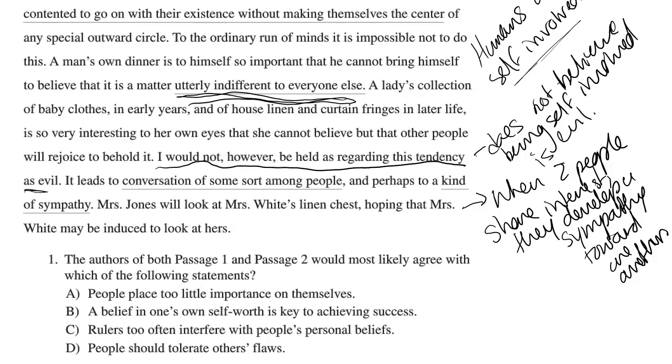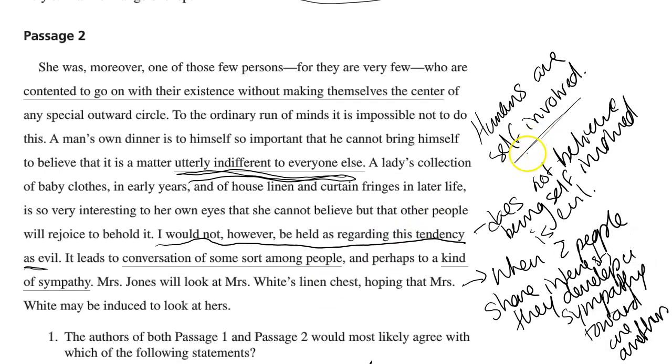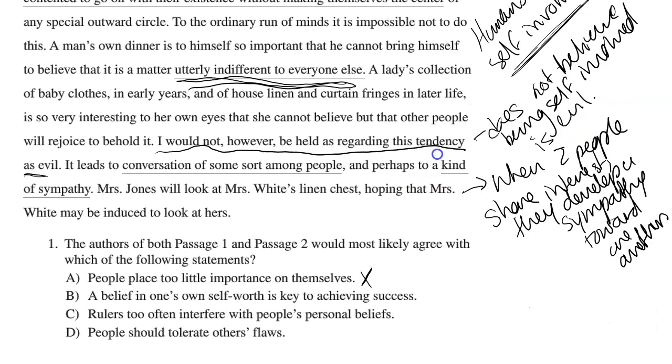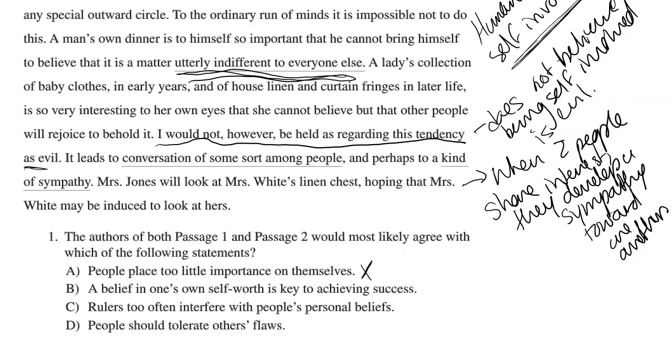We know this one is wrong, and the reason we know this one is wrong is because in passage 2, it was all about how people were really self-involved, so they were placing a lot of importance on themselves. So passage 2 would not agree that we would place too little importance there, so that cannot be the answer. B, a belief in one's own self-worth is a key to achieving success. We don't quite see any mention of success in either passage, and so that one could not be right either.